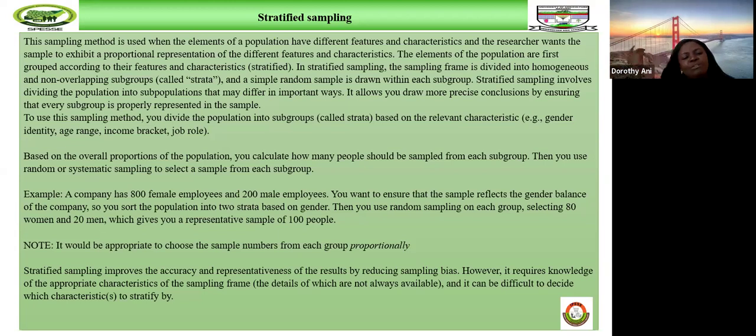Some of us, the students I've been with over the years, what they do, one student will tell you that if I need 100 respondents out of this 800 female and 200 male, that is 1,000, right? If I need 100, you know how students will do. And I don't want you to do like that. The student will come and tell you that I use 50 male and 50 female.